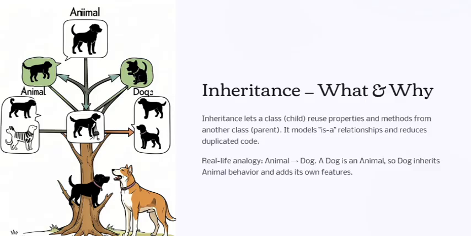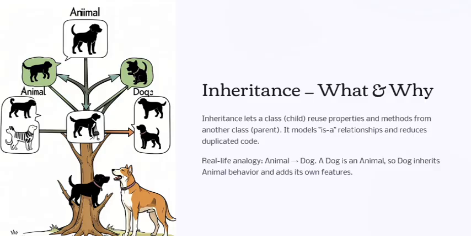So now let's move to another important OOP concept, inheritance. Inheritance allows one class to acquire properties and methods from another class. The existing class is called the parent class or base class. The new class is called the child class or derived class.